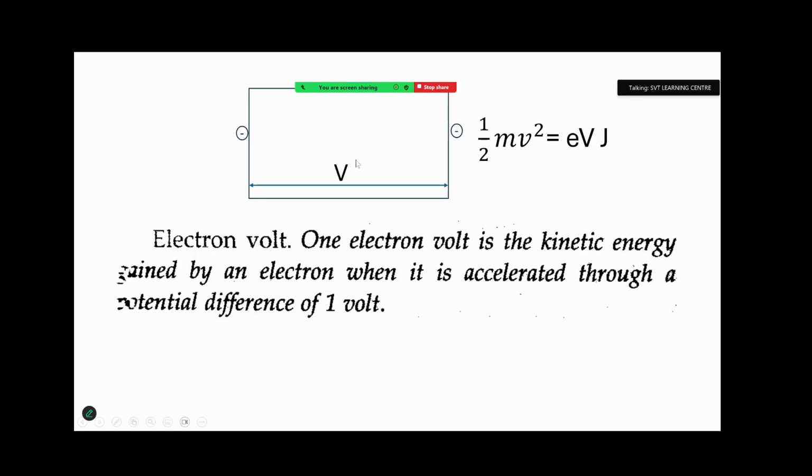So let's see what is electron volt. As you can see, if an electron goes from a lower voltage to a higher voltage, or moves across a potential difference V, then of course it acquires electrostatic energy, and we can see this energy in the increase in velocity of the electron, or in the kinetic energy of the electron. So we define electron volt: 1 electron volt is the kinetic energy gained by an electron when it is accelerated through a potential difference of 1 volt.